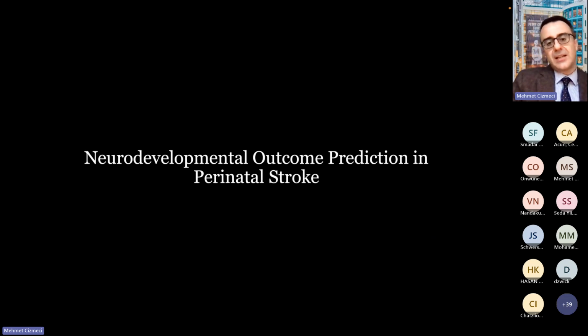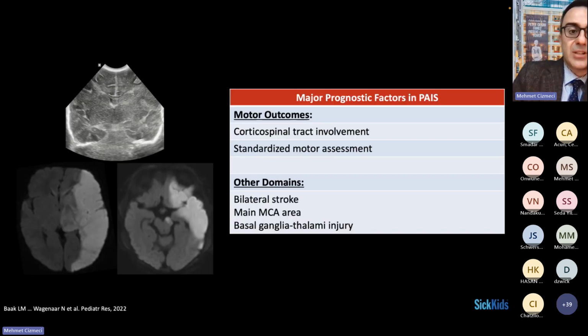I'm going to switch gears here, and we'll move on to another topic, that's perinatal stroke. Very commonly we see babies who present with focal clonic seizures. And in babies with stroke, beautiful studies are showing that there are some major prognosticators that we can use for the motor outcome prediction, but also for the cognitive and speech and language outcome prediction. And for that, the corticospinal tract involvement seems to be a major prognosticator. And if we combine it with standardized motor assessments, such as the Hammersmith Infant Neurological Examination, then we can get more prognostic information from the brain MRI.